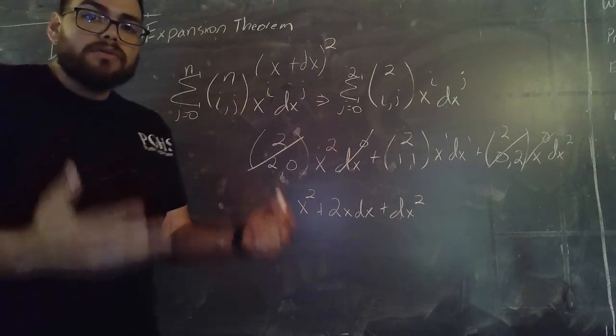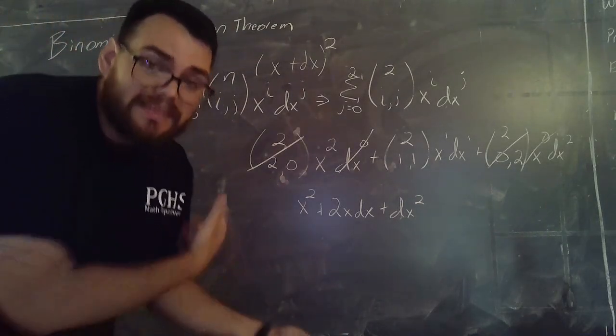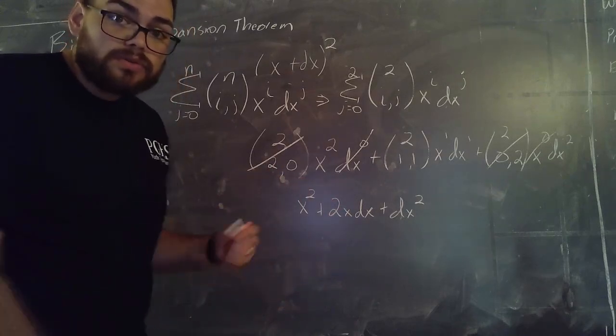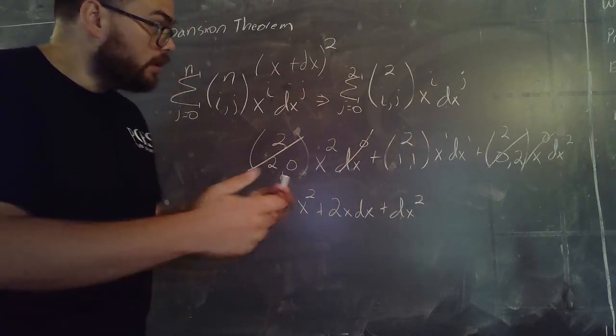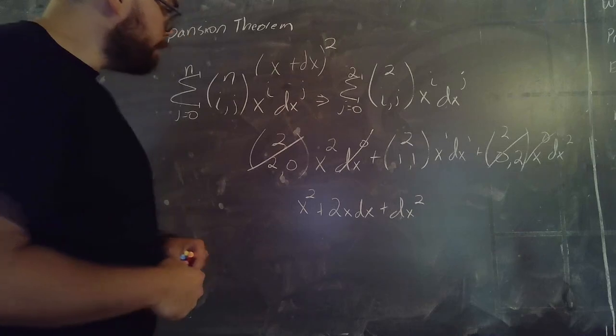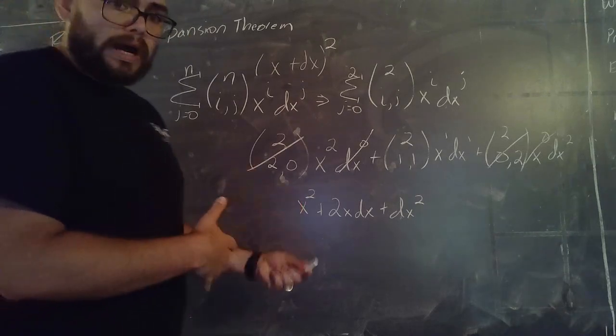Now, for the power of 2, this is a little bit slower than using the box method or foiling it out or what have you. So why would we do this?